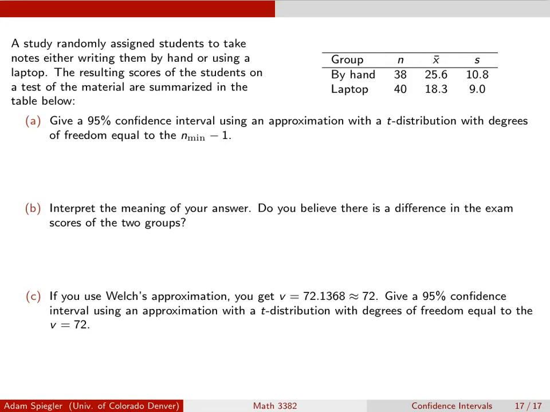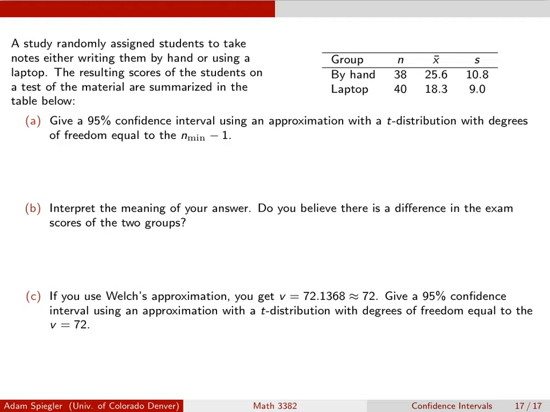In this video, we're going to walk through an example to construct a 95% confidence interval to estimate the difference between means from two independent populations. So the example we're going to take a look at is an example where we've got students that are taking notes either by hand or using a laptop, and then we want to see whether their method of taking notes by hand or by laptop has any correlation between their scores on a test.